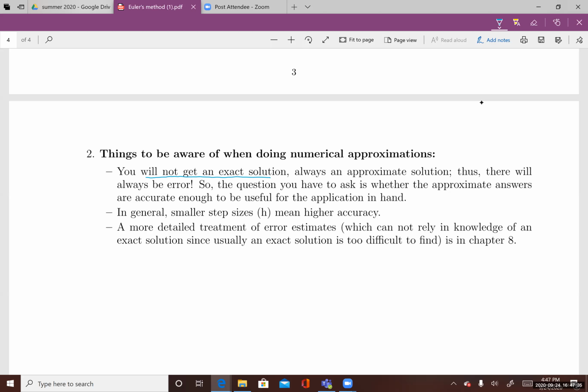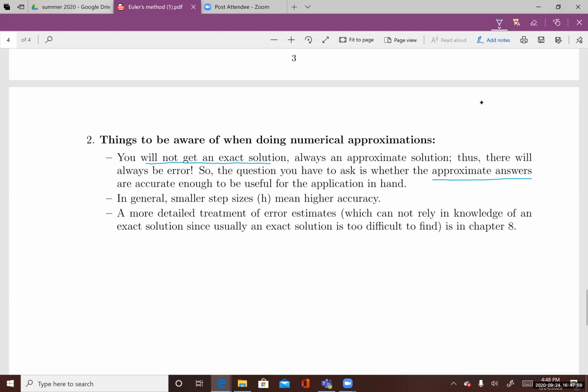So the question you have to ask is whether the approximate answers that you got are accurate enough to be useful for the application that you have in hand. If it's accurate enough, then you can stop, but if the difference is too much, then you have to keep increasing or decreasing your step size. And as we already observed, the smaller the step size, the higher the accuracy. We know that, right?